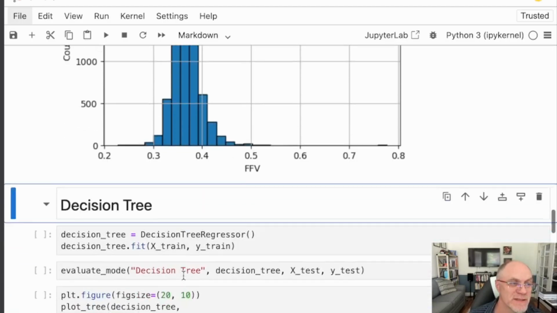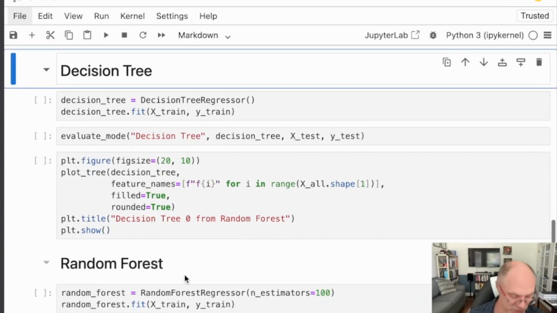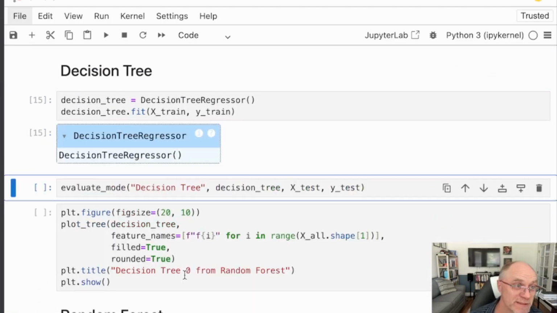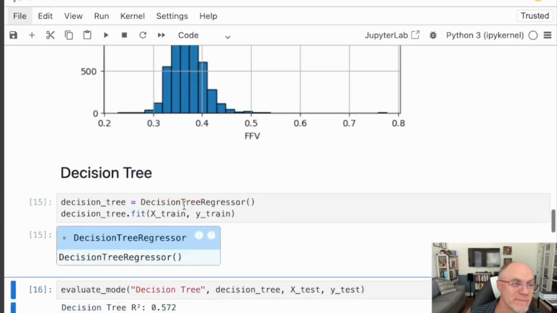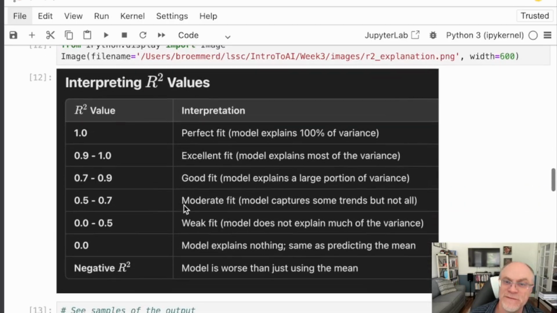Okay, so the linear model didn't do very well, but we've just been talking about decision trees. So the decision tree regressor is a model implemented by scikit-learn that does regression using the decision tree. So let's see how it does. And you can see it is doing quite a bit better. So there are some nonlinear relationships in our data. 0.5, if we recall, is a moderate fit. So we're doing a lot better than the linear model. Here we're capturing some of the trends, but certainly not all of them.